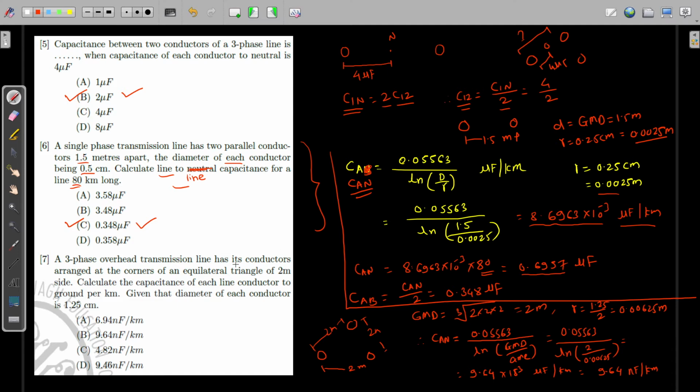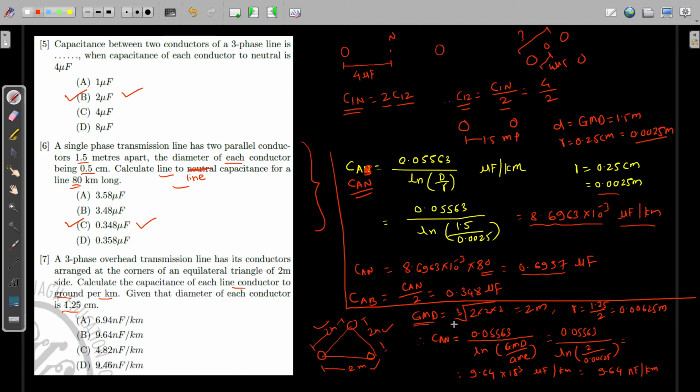A three-phase overhead transmission line has its conductors arranged on the corners of an equilateral triangle of 2-meter side. Each side is 2 meter, 2 meter, and 2 meter. Calculate the capacitance of the line conductor to the ground, that is line to neutral capacitance, to be determined per kilometer, and the diameter of each conductor is 1.25 centimeter.